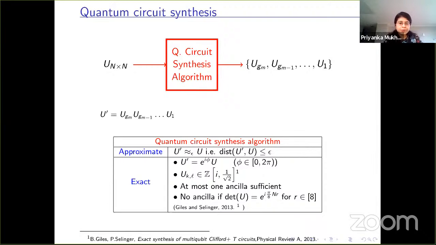And it has been proved by Giles and Selinger that if U is exactly synthesizable on a quantum circuit, then its entries belong to the ring Z[i, 1/root 2]. At most one ancilla is sufficient, and if certain conditions are satisfied, then we do not require any ancilla.